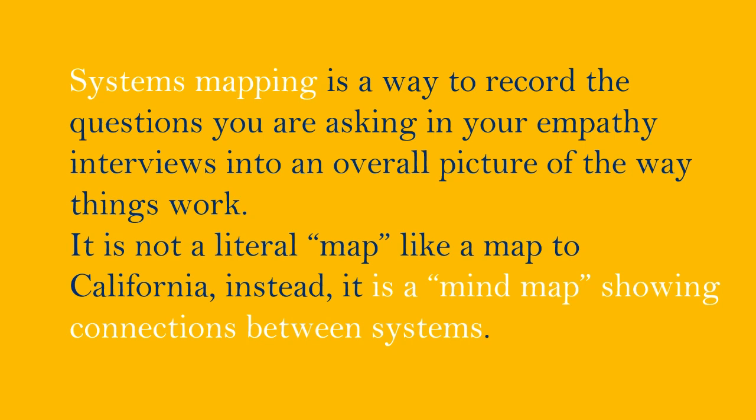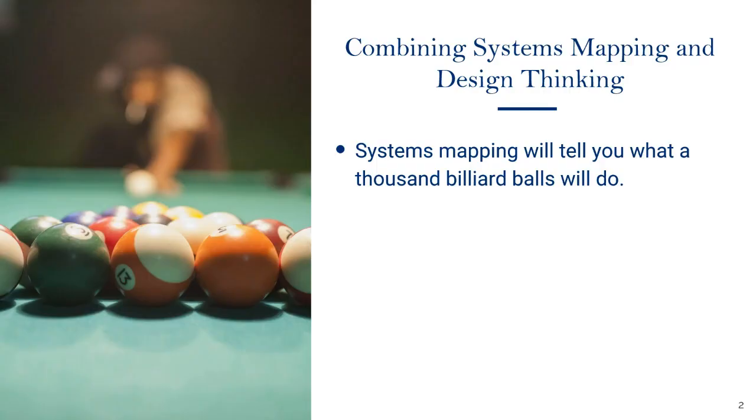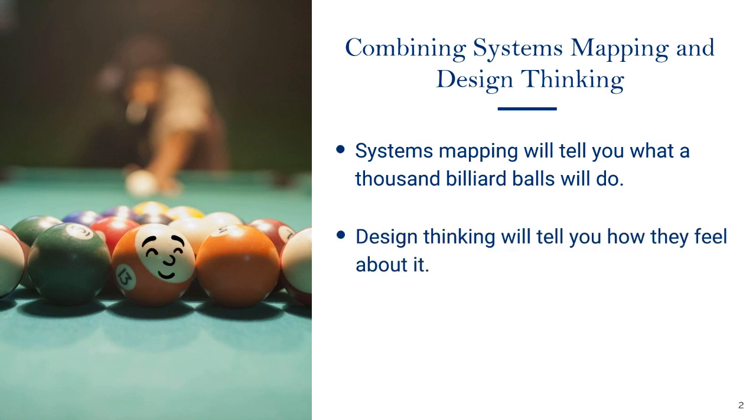Systems mapping is a way to record the questions you're asking in your empathy interviews into an overall picture of the way things work. It's not a literal map like a map to California, but instead it's a mind map showing connections between systems. And I've included in the worksheet a sample mind map for you to use. As you start to collect data, you're going to want to first organize it into 3 or 4 clusters of things, using this mind map as a go-by. So combining systems mapping and design thinking allows you to get the benefits of both worlds. Systems mapping can tell you what 1,000 billiard balls will do, but it can't tell you how they feel about it.